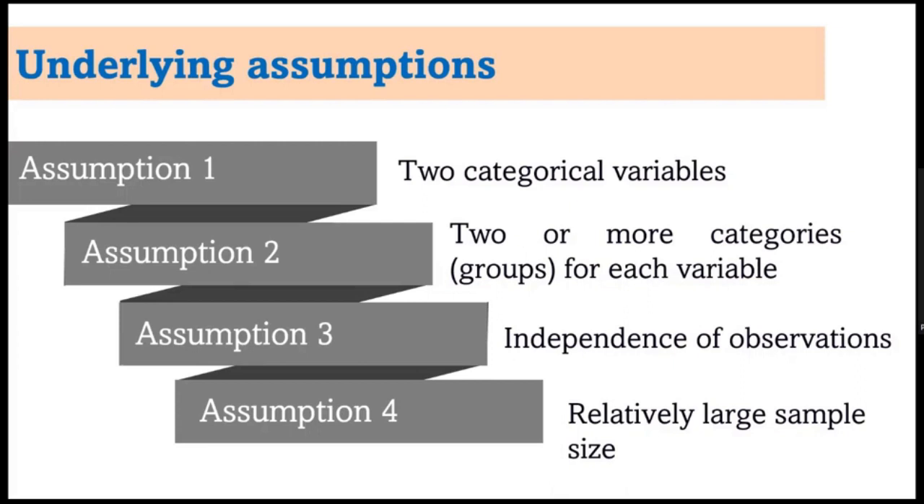But there is a difference in the case of chi-square: there should be independence of observation. And obviously the assumptions are different for both these tests depending on the nature of the data.